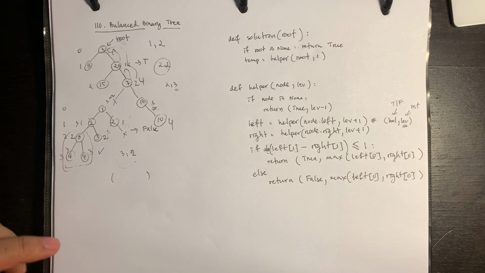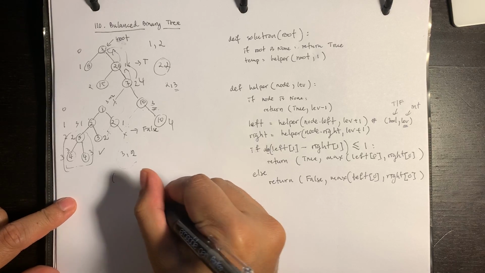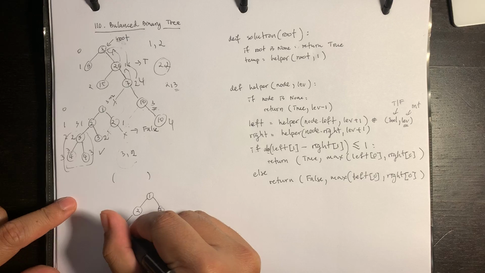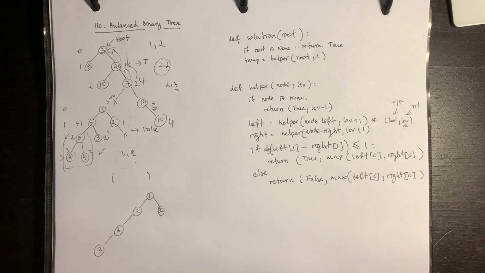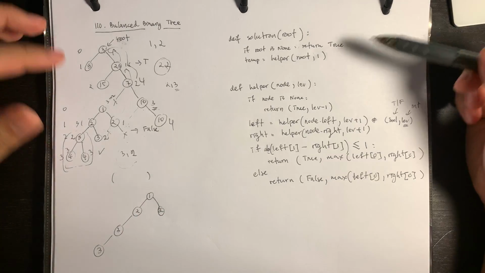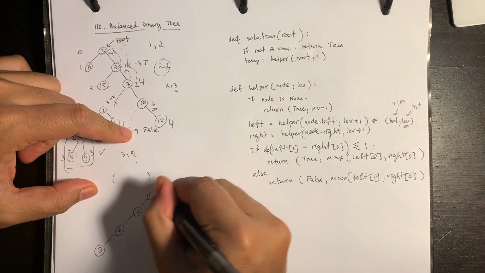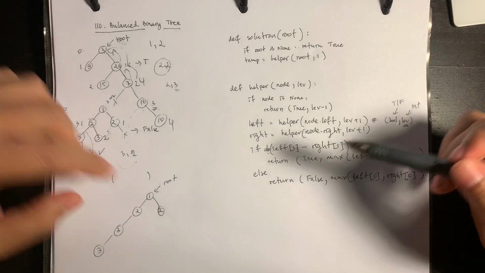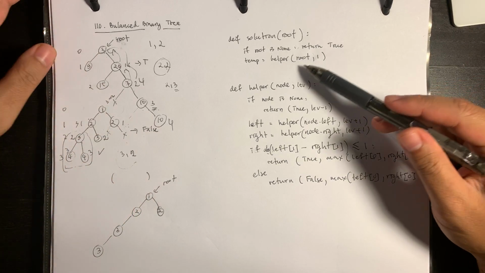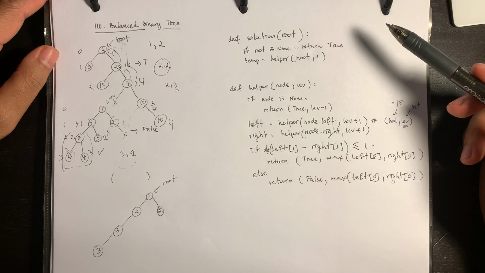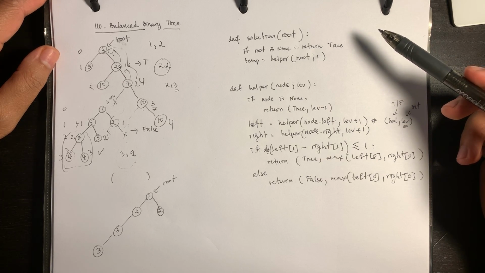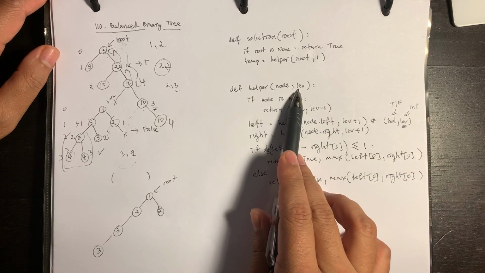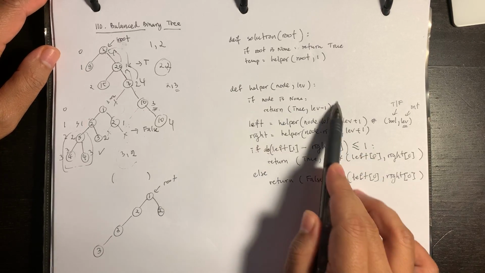All right, let's think about it a little bit. In the case of 1, 2, 2, let's just do something simple like this. We start on top, so the root is right here. The root is not None, it's a node, and then we call helper. Right here, this is our root, which is 1.